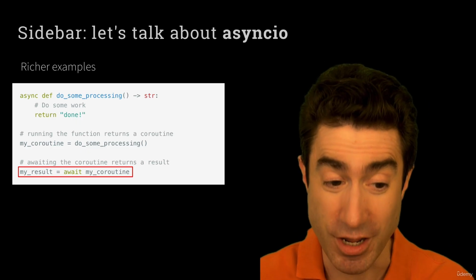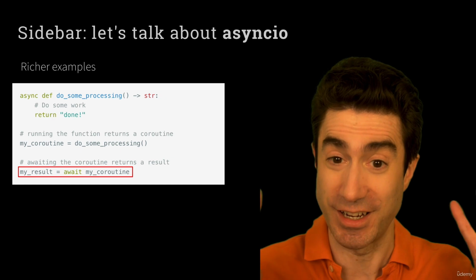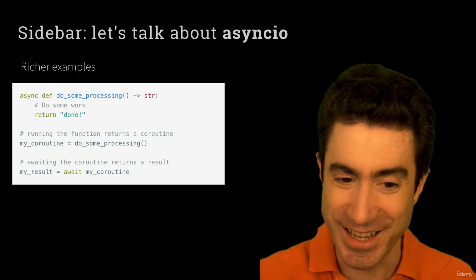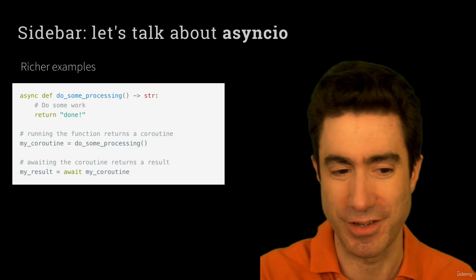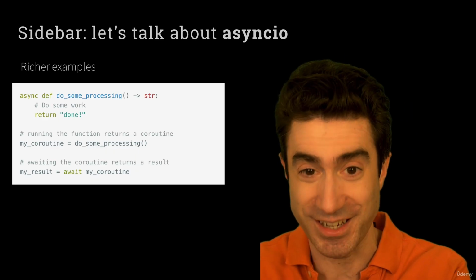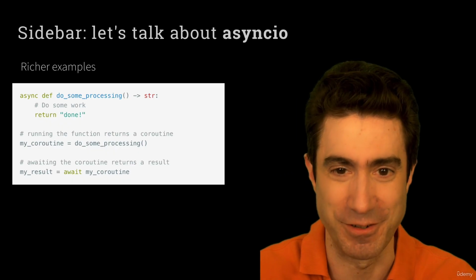It's now going to run, and the result, the string done, is going to go into my result. So that is the point. That's how it works. And of course, it's simpler than that. You can just say my result equals await, do some processing, which is what we always do.